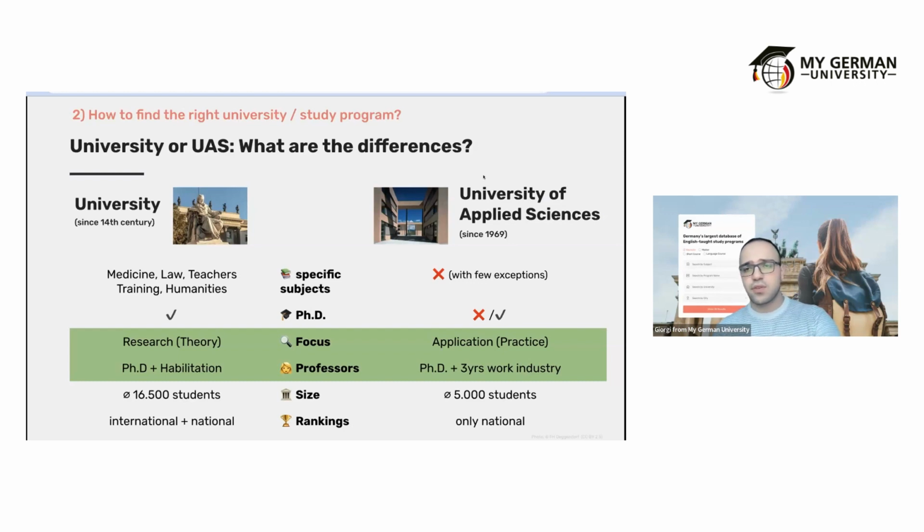Also, in Germany, there are two key types of universities that I would like you to know about. First is the Universität type of university, and the second one is the University of Applied Sciences. In German, University of Applied Sciences has different variations in naming, for example, Fachhochschule, Hochschule. The main difference in general between these two types of universities is in focus. When we are talking about Universität type of universities, the focus is more on research and theory. In case of University of Applied Sciences, we are more talking about application and practice.